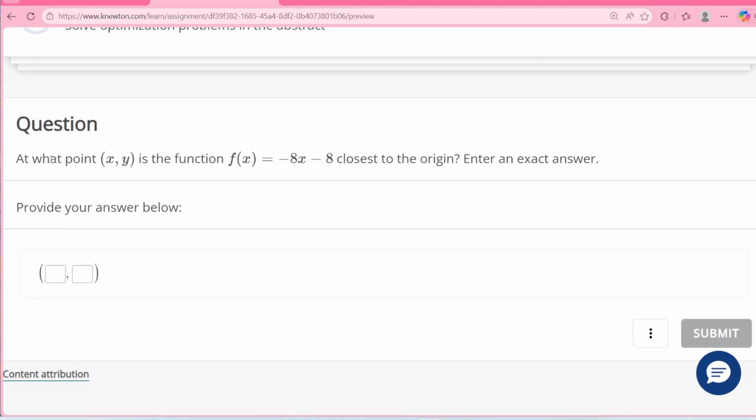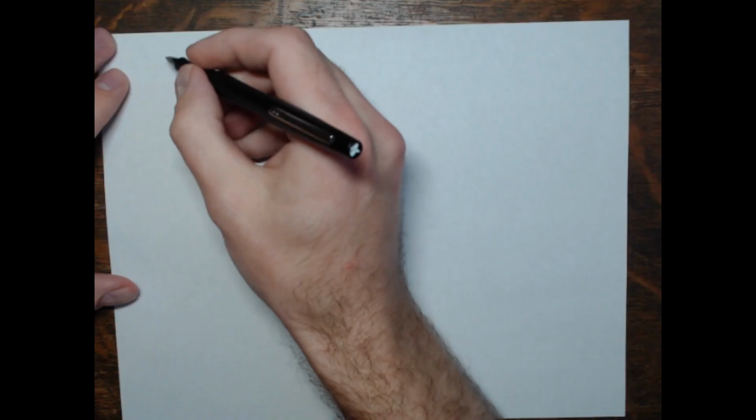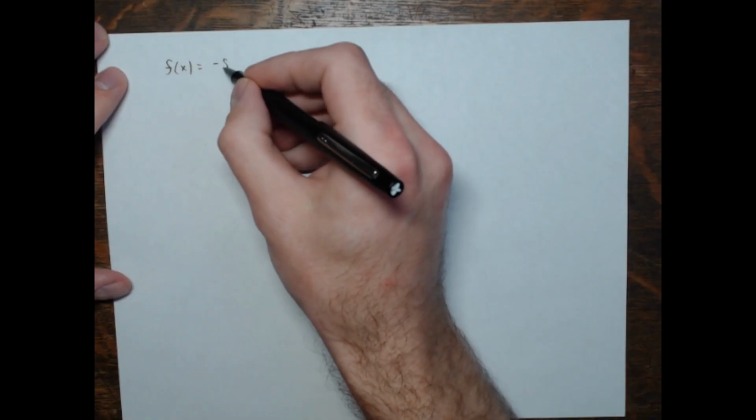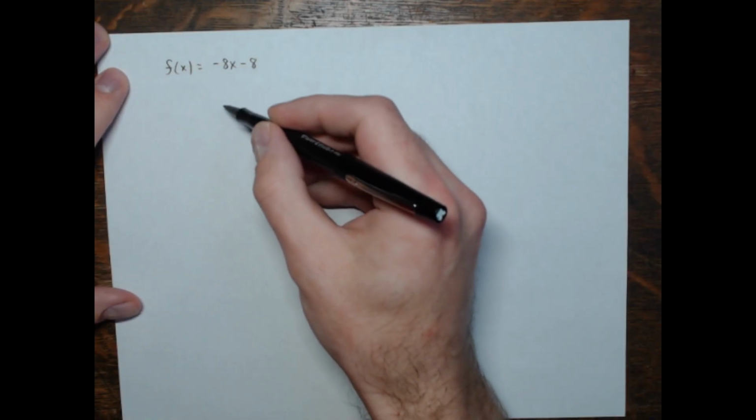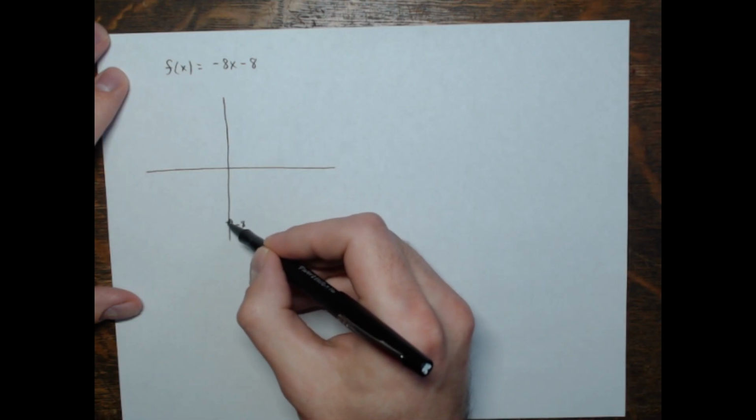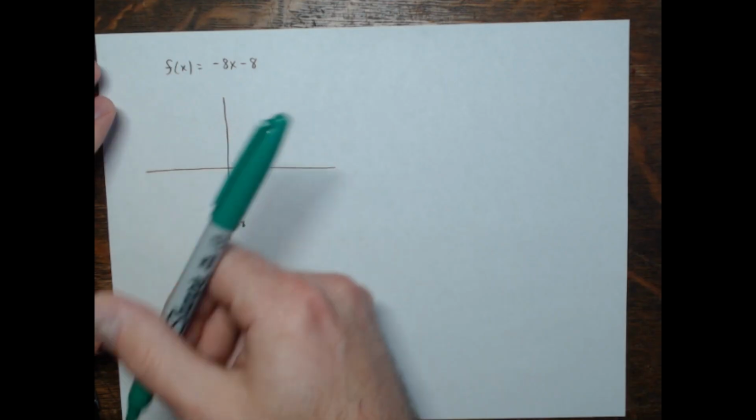So another one. Here, at what point is some linear function closest to the origin? Enter an exact answer. All right, closest means smallest distance, right? If you're closest to something. So we've got f of x equals negative 8x minus 8. That looks like this. It's a line with a slope of negative 8 going through the negative 8 here. So it's looking like this.